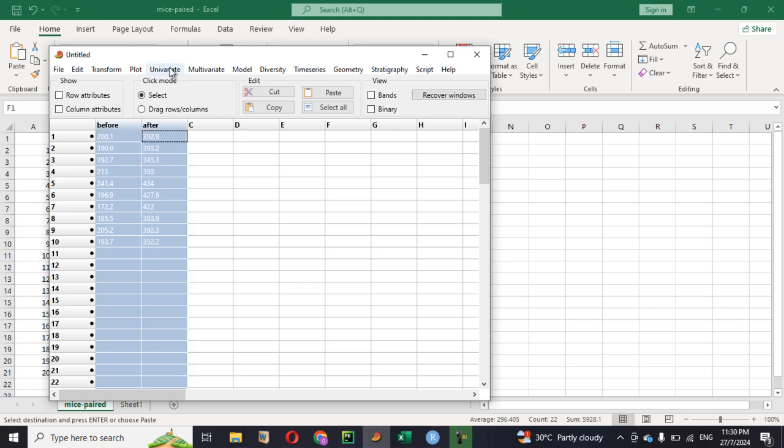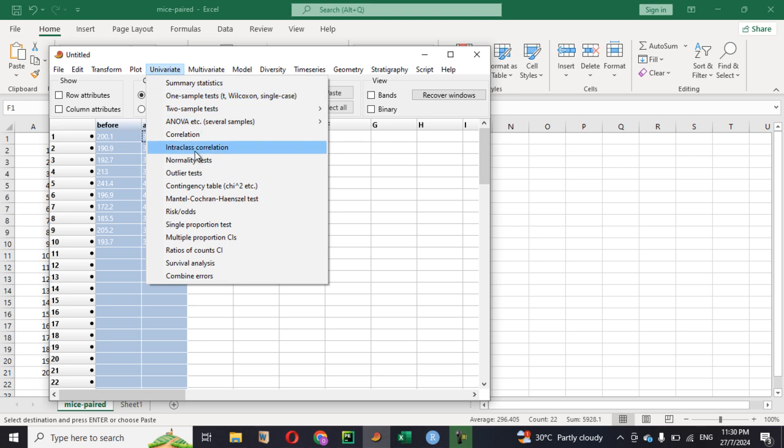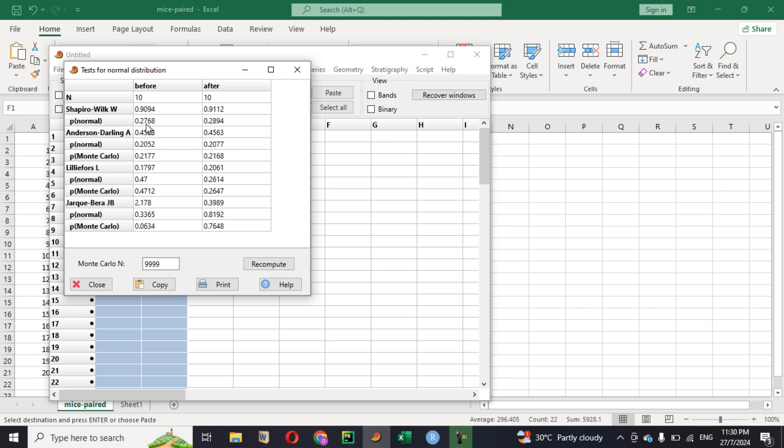Shapiro test. It doesn't matter. So you see, you do the same thing. You can just click on here. See, it gives you the same result, before and after. So that's no problem.